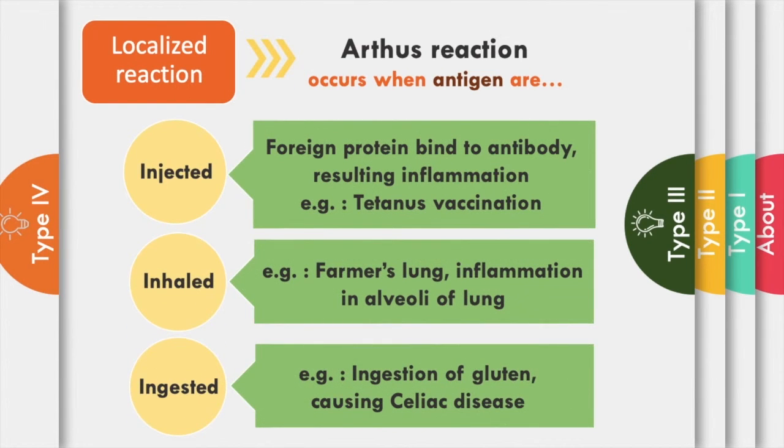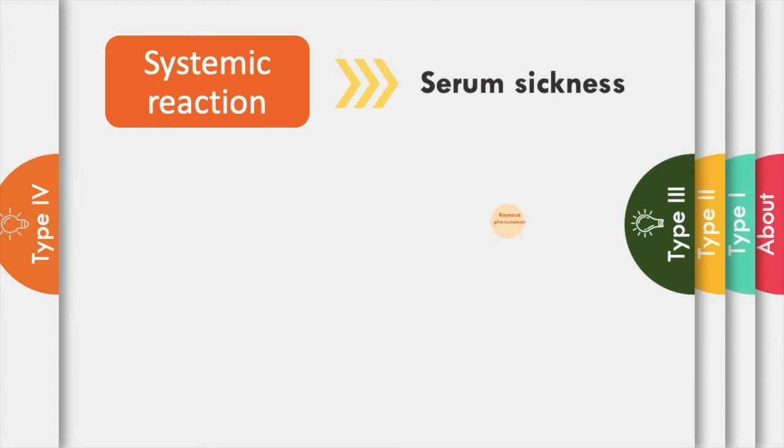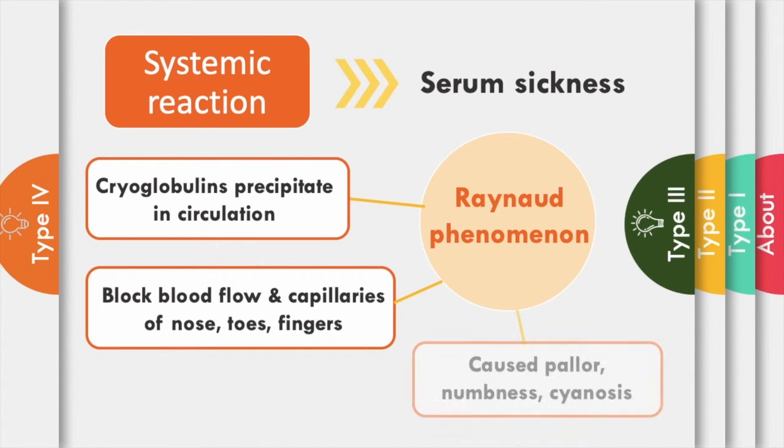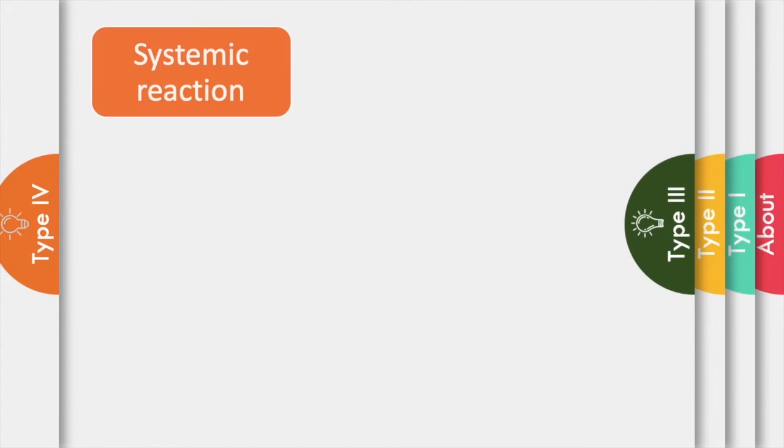Arthus reaction is a local immune complex disease. In this reaction, exogenous antigens are delivered locally by subcutaneous injection and rapidly bound by circulating antibody, generating immune complexes. Serum sickness is a systemic immune complex disease. This disease will cause cryoglobulin to precipitate in circulation, blood flow, and capillaries from nose to finger, causing pallor, numbness, and cyanosis.